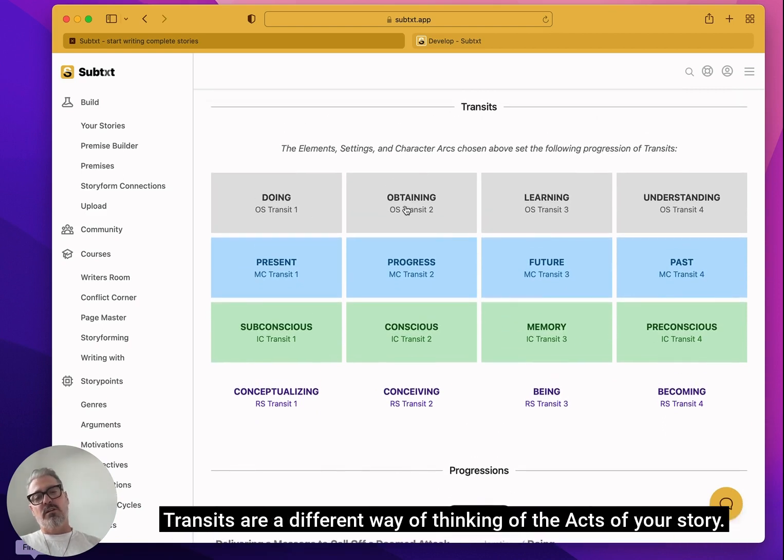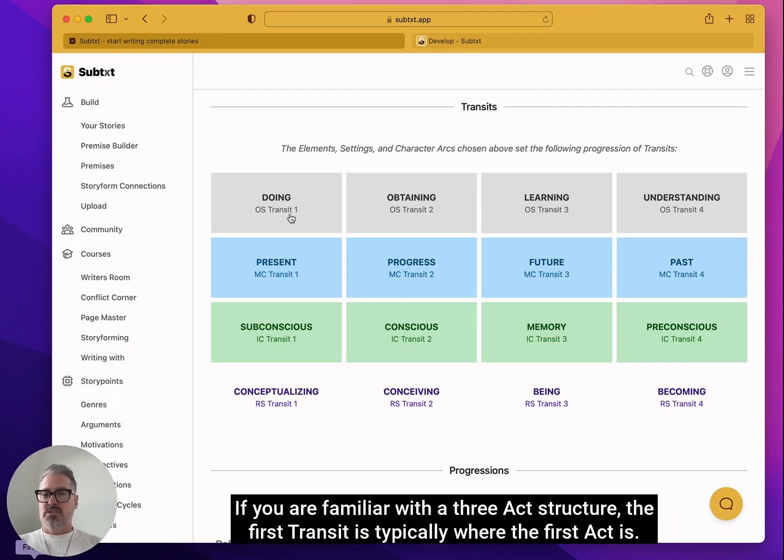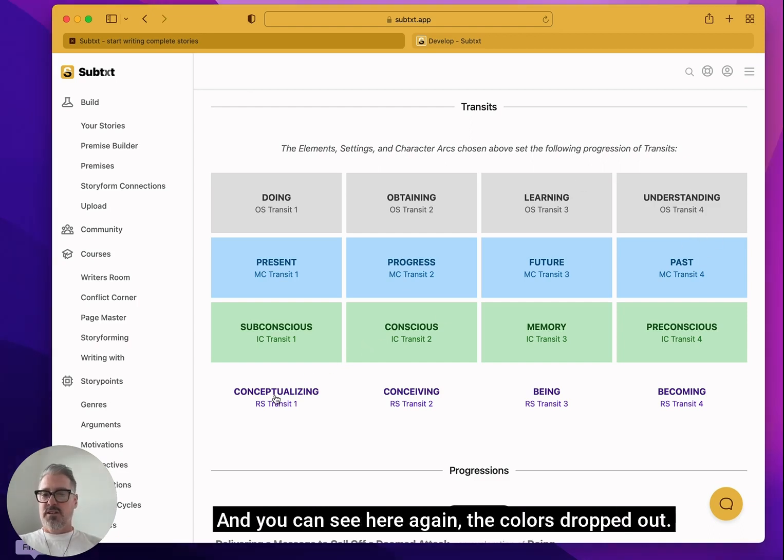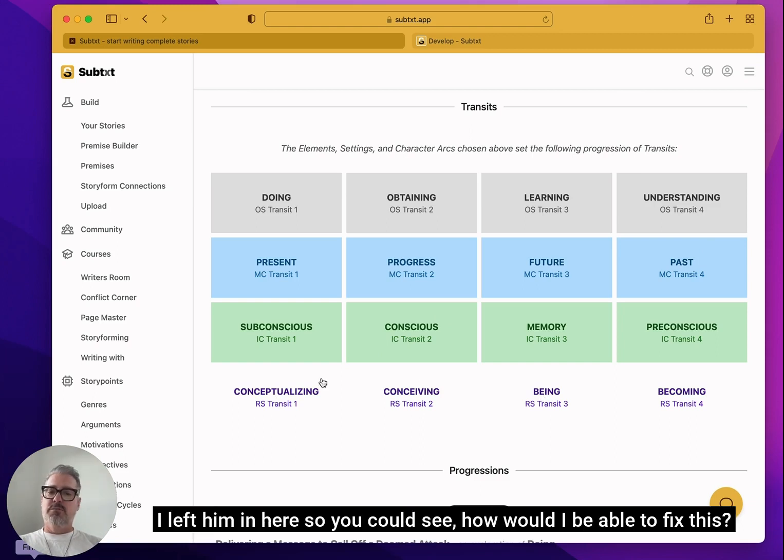Transits are a different way of thinking of the acts of your story. If you are familiar with a 3-act structure, the first transit is typically where the first act is. Then the next 2 transits are your act 2. So if you're familiar with 2A and 2B, and then the last transit is the 3rd act. And you can see here, again, the colors dropped out. I left them in here so you could see how I would be able to fix this.